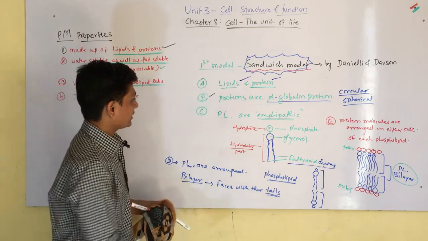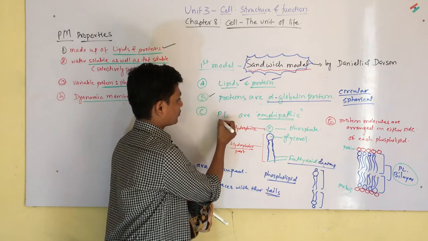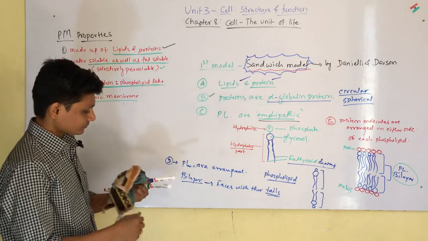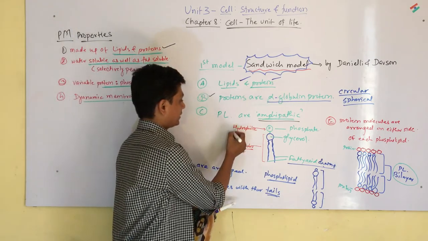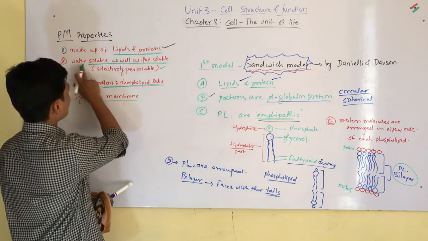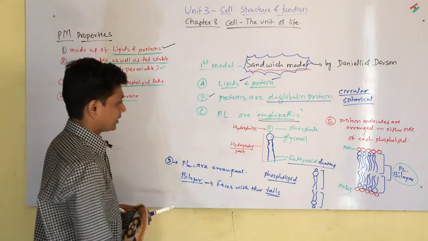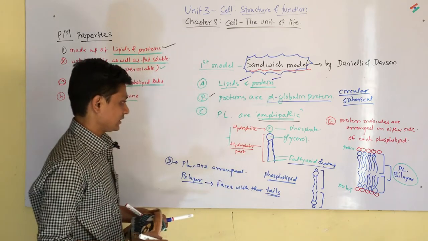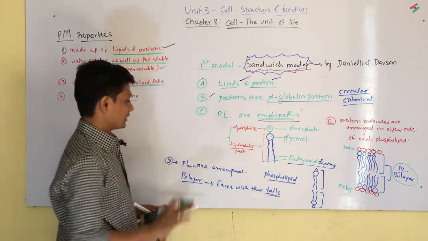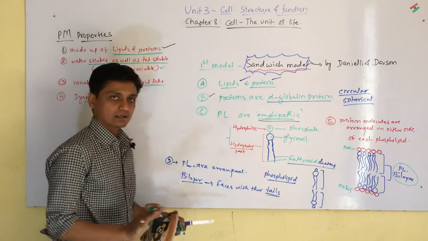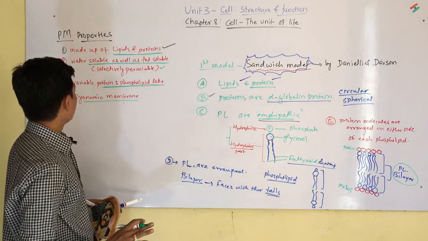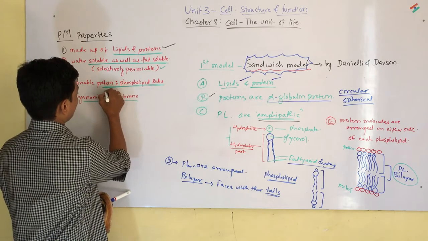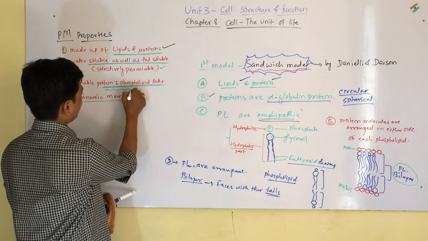The third point is that plasma phospholipids are amphipathic. This is again correct, which indicates water solubility as well as fat solubility. This explanation is correct. Up to this point the whole thing is correct. The next point, variable protein to phospholipid ratio, we are going to check whether it meets or not.